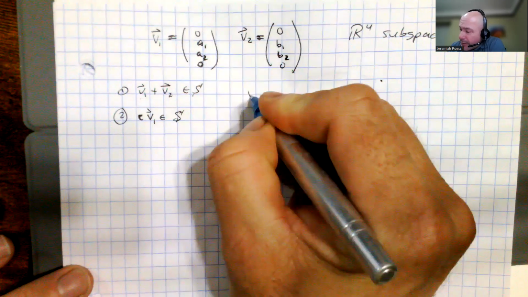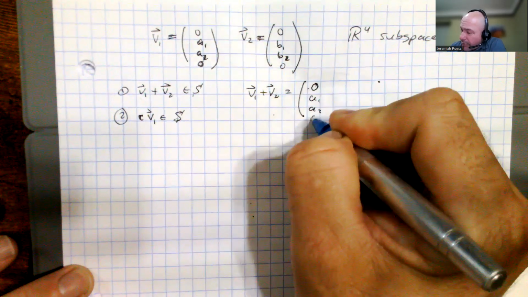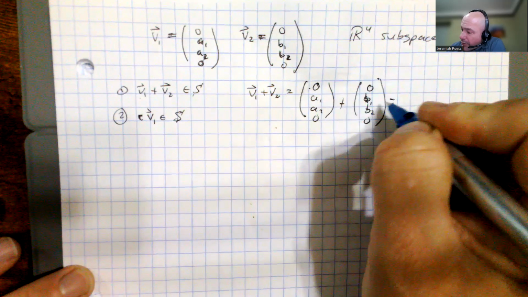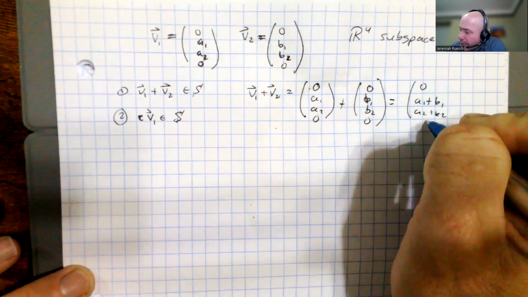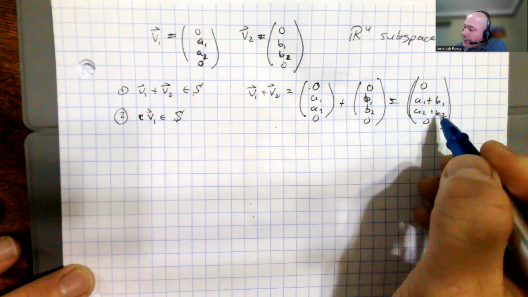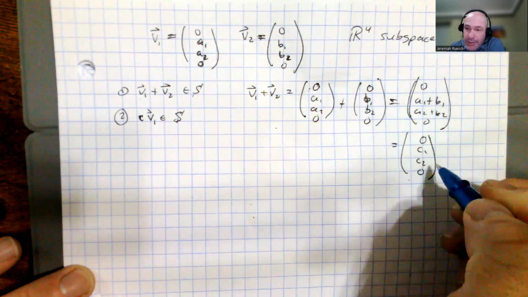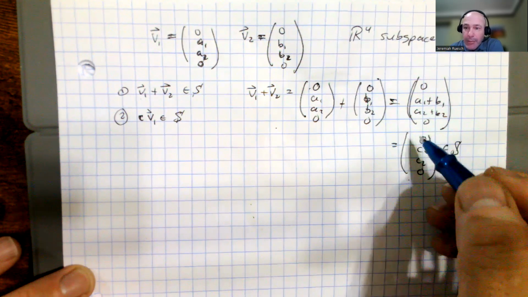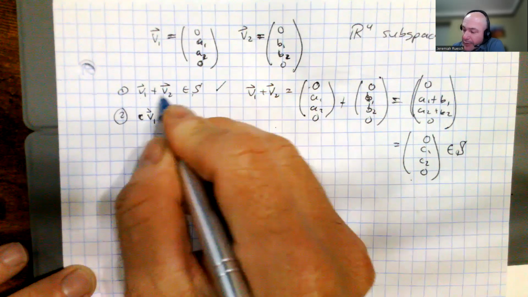So here we go. V1 plus V2 is 0, A1, A2, 0 plus 0, B1, B2, 0. Adding component-wise, you get 0 plus 0, A1 plus B1, A2 plus B2, and 0. If we call A1 plus B1 and A2 plus B2 a different element, let's call them C1 and C2, then this is definitely in S. It has the same form as S, since the addition of two numbers produces a single number. So it is closed under addition.